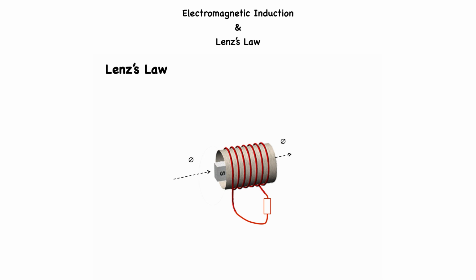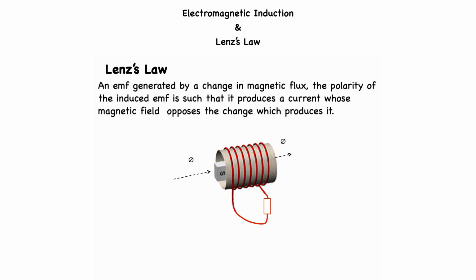Lenz's law goes along with Faraday's law in that it states when an EMF is generated by a change of magnetic flux, according to Faraday's law, the polarity of the induced EMF is such that it produces a current whose magnetic field opposes the change which produces it. Let's read that again and follow it step by step.